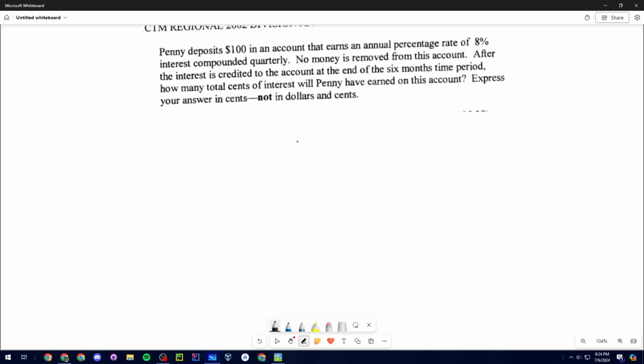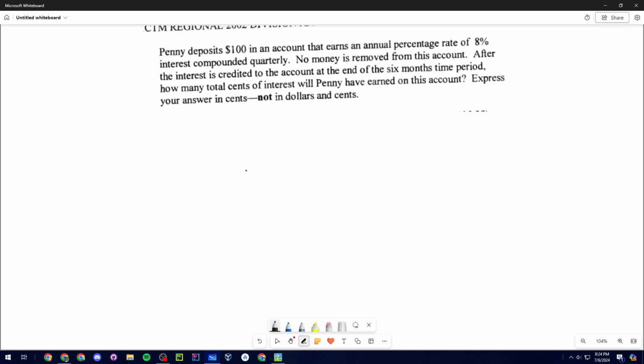Okay, so 100 in an account that earns an annual percentage rate compounded quarterly, and then the interest accredited to... Why are they asking to express your answer in cents? That's so goofy. Oh, because it's probably a really small amount. Oh, okay.